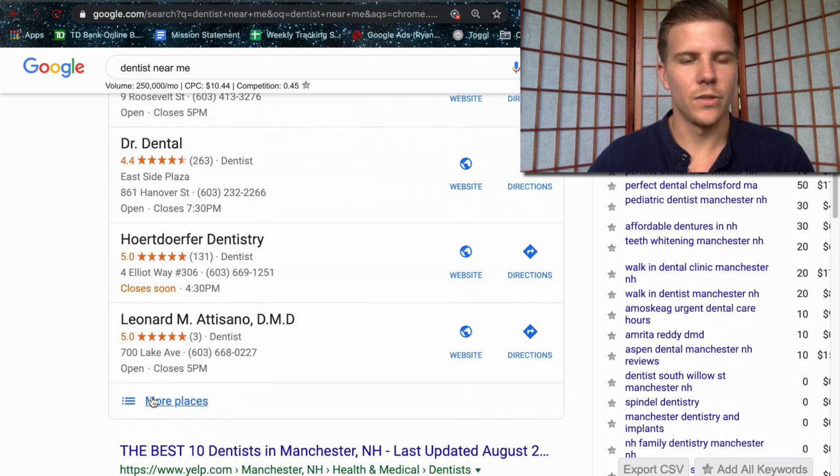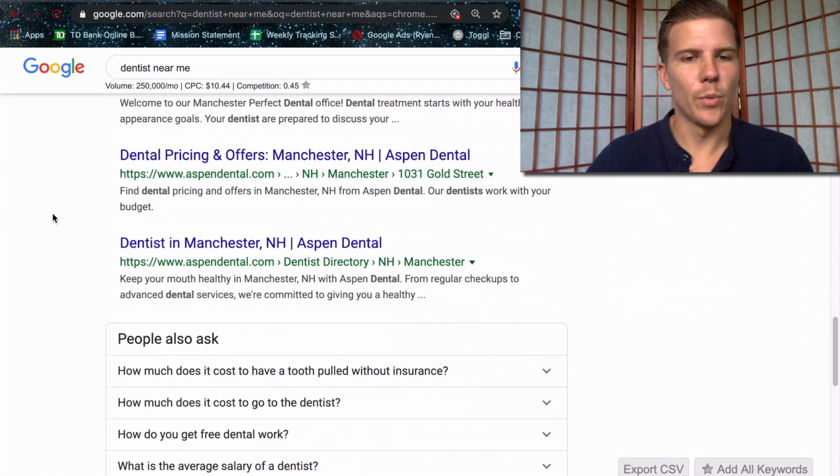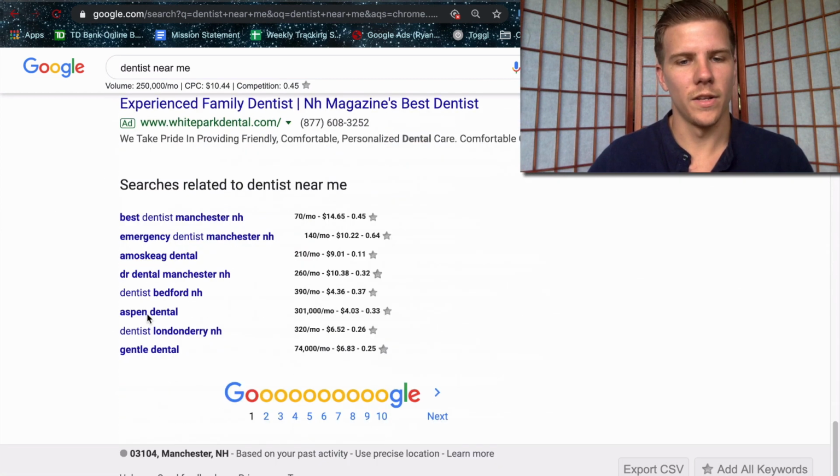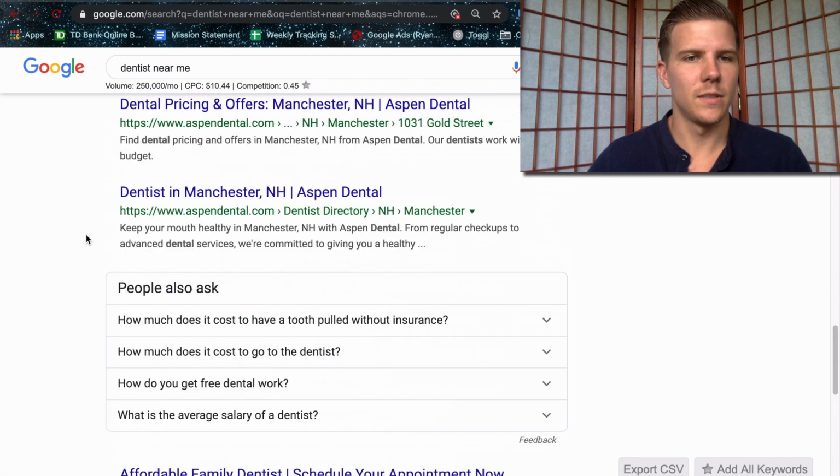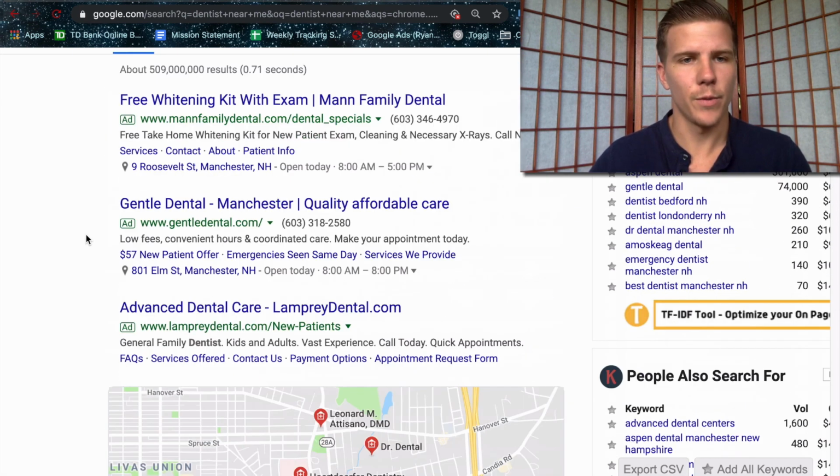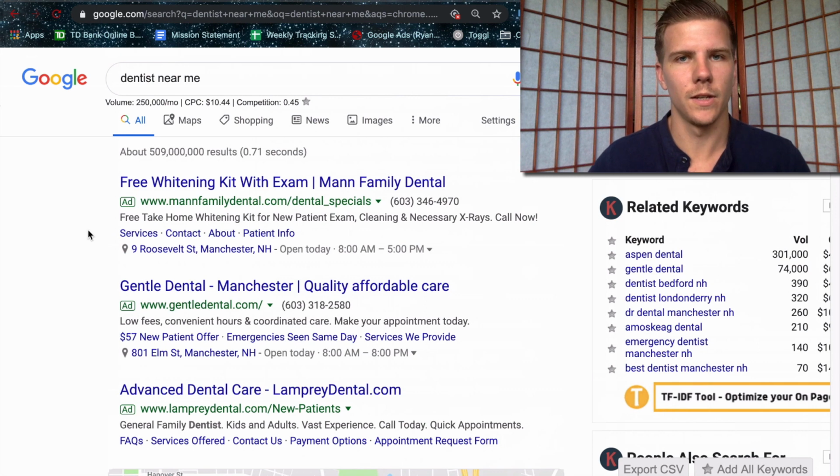You can click into the More Places tab, and there's also going to be ads there. And at the bottom of the page, there's going to be ads as well as the additional pages. And where these ads show up is dependent on a few different variables, one of which is how much they're willing to bid in order to get a click, as well as what their quality score is.